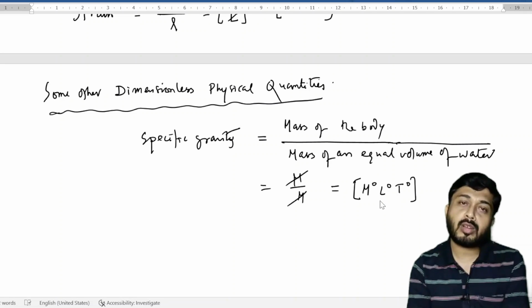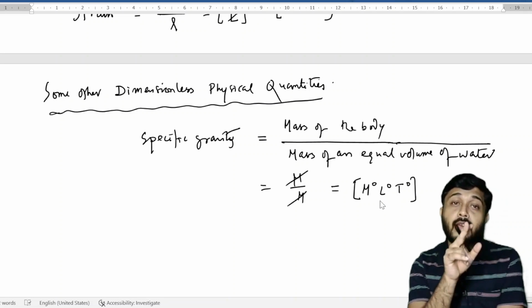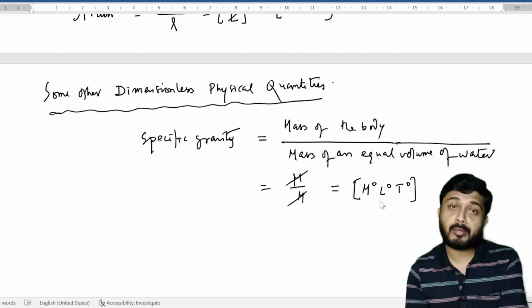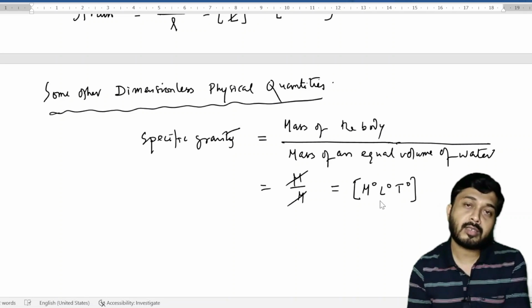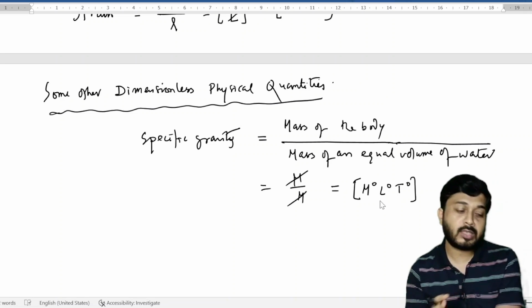The previous one, strain, delta L by L, was also a dimensionless and unitless quantity. This one, specific gravity as well, is a dimensionless and unitless quantity. Keep these things in mind.